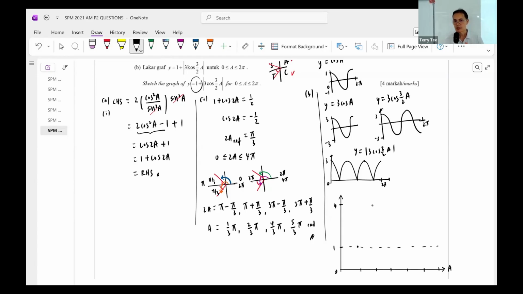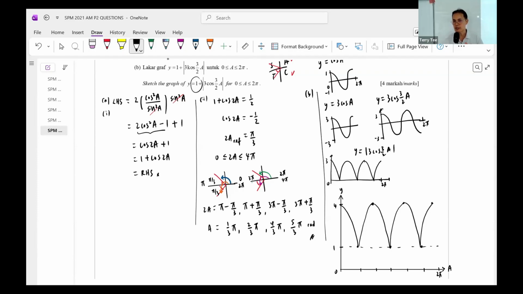You notice I like to put all the points here so that when I plot it, I can plot it accurately. Without a point, sometimes you tend to miss out. This is your Y. Draw down, up, touch this point, come back down, up, touch this point, come back down, up, and touch here. Okay, so this is 2 pi.